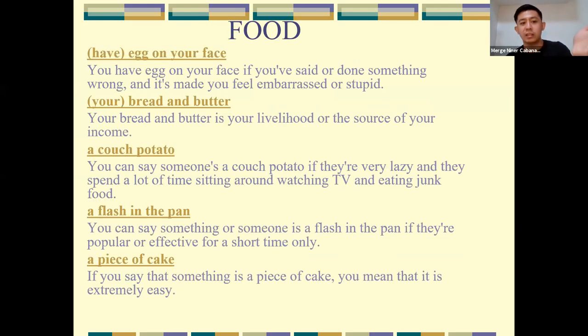So food, have egg on your face, which means you're embarrassed. Your bread and butter, that's your source of living. Couch potato, a person is very lazy. They spend a lot of time sitting around watching TV. Flash in the pan, that's a fad, mabilisan. Okay, nag-trend saglit, hindi na siya sikat afterwards. Piece of cake, it's easy.